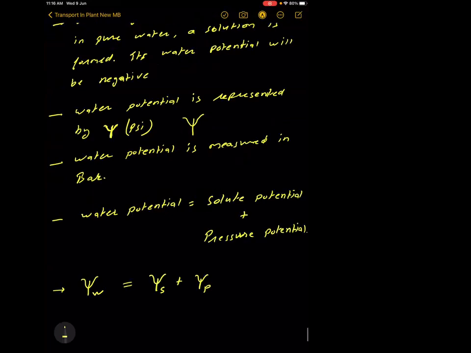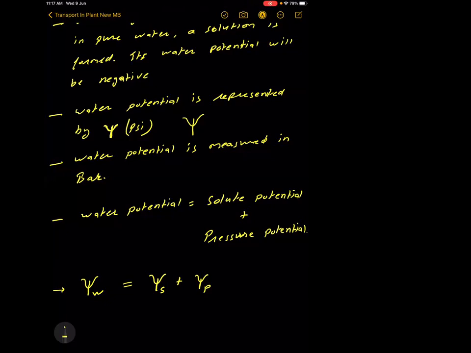psi p. This is the relation. Psi s means solute potential and psi p means pressure potential. Water potential is represented by psi. So psi w means water potential, psi s means solute potential, and psi p means pressure potential.